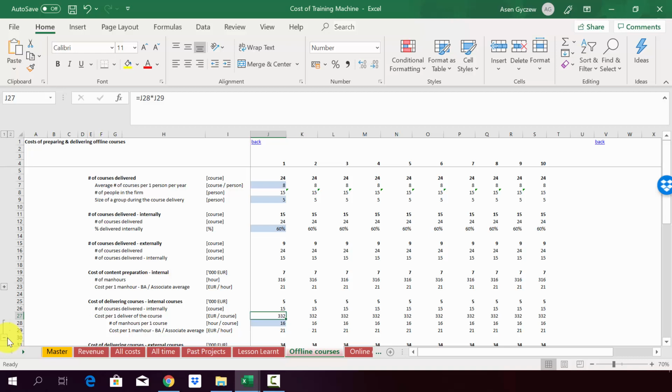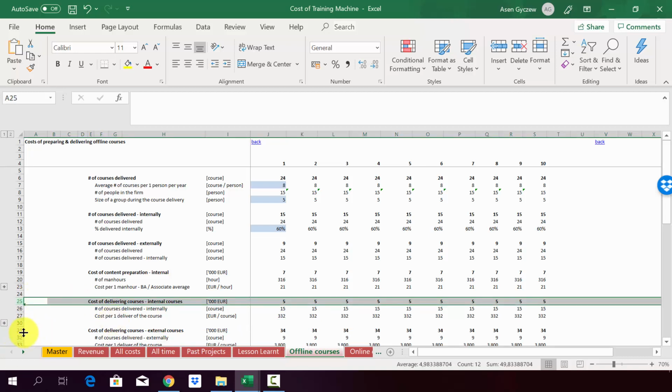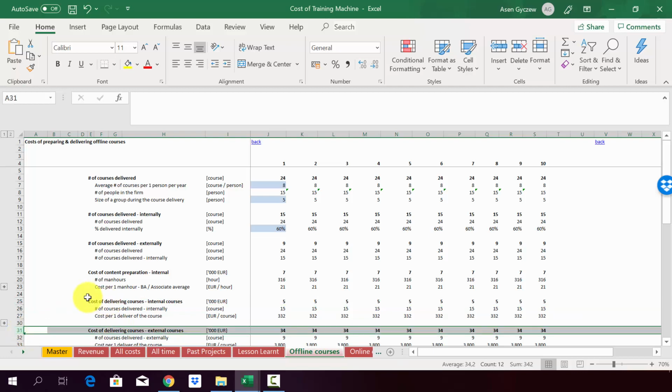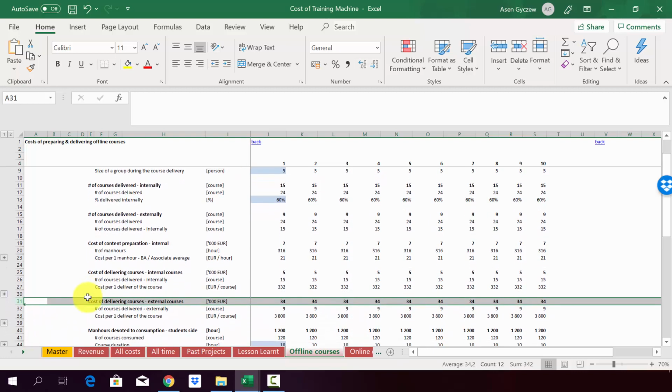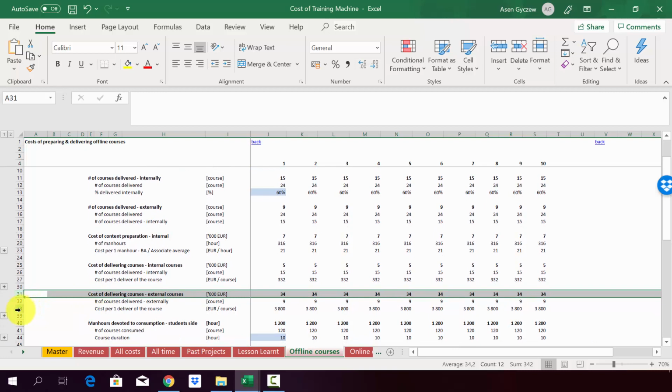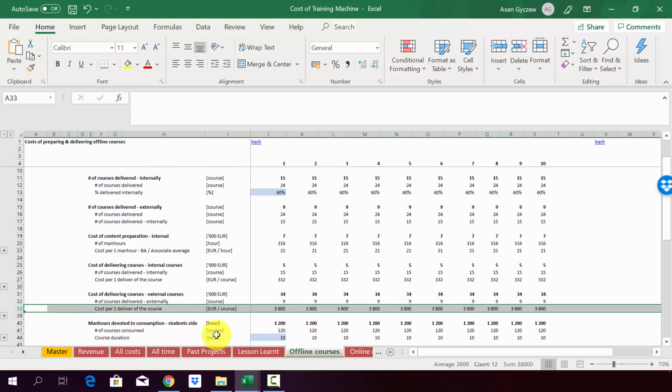This obviously means that we assume that we're going to do it internally within our office, so there's no additional cost of a venue and things like that. And that's why it is relatively low, so it's 5,000. Now, the cost of delivering courses externally is much higher. And this is due to the fact that we have a much higher cost per one delivery of the course.